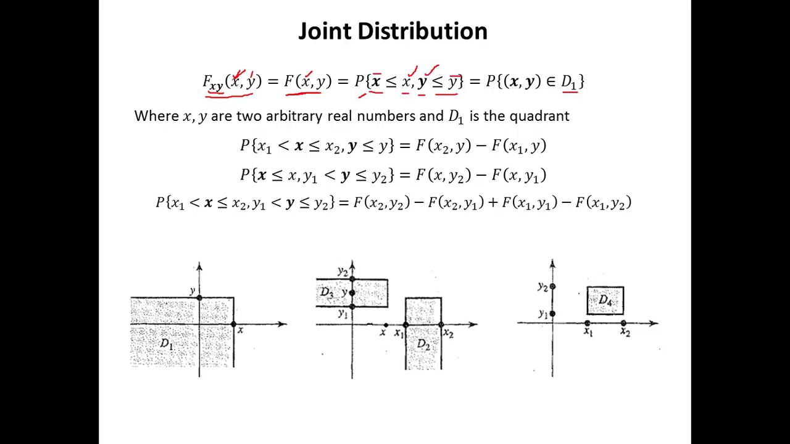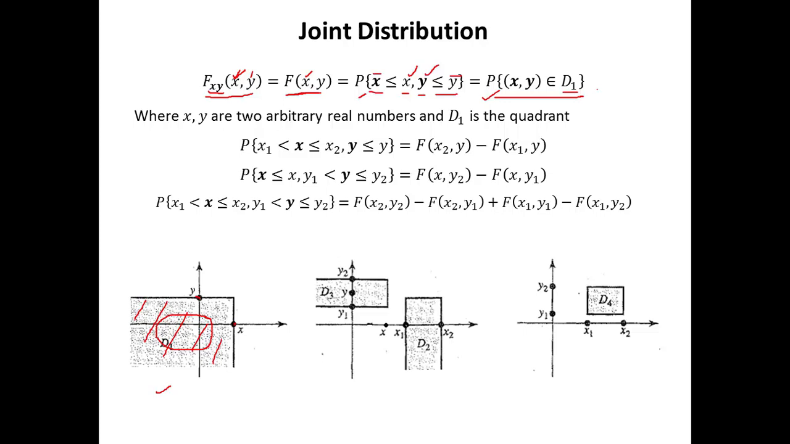We will consider four examples. The first example, probability that (X, Y) belongs to D1: if we consider this plot, we have the horizontal axis as the x-axis and the vertical axis as the y-axis. Let us say this is point x, this is point y. So (X, Y) belonging to D1 means this shaded region will be represented by D1. This probability actually means we are calculating the sum of probabilities of all the possible outcomes for which the random variable assignment falls into this shaded region.